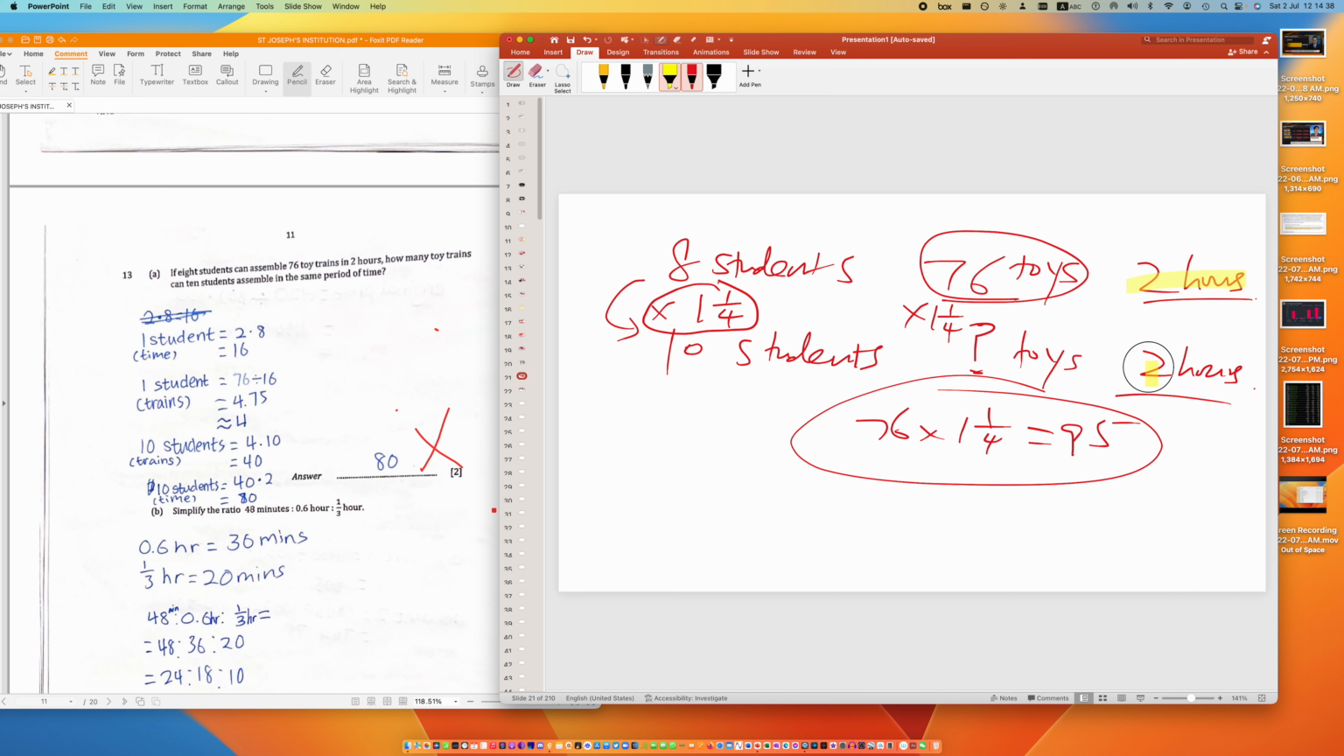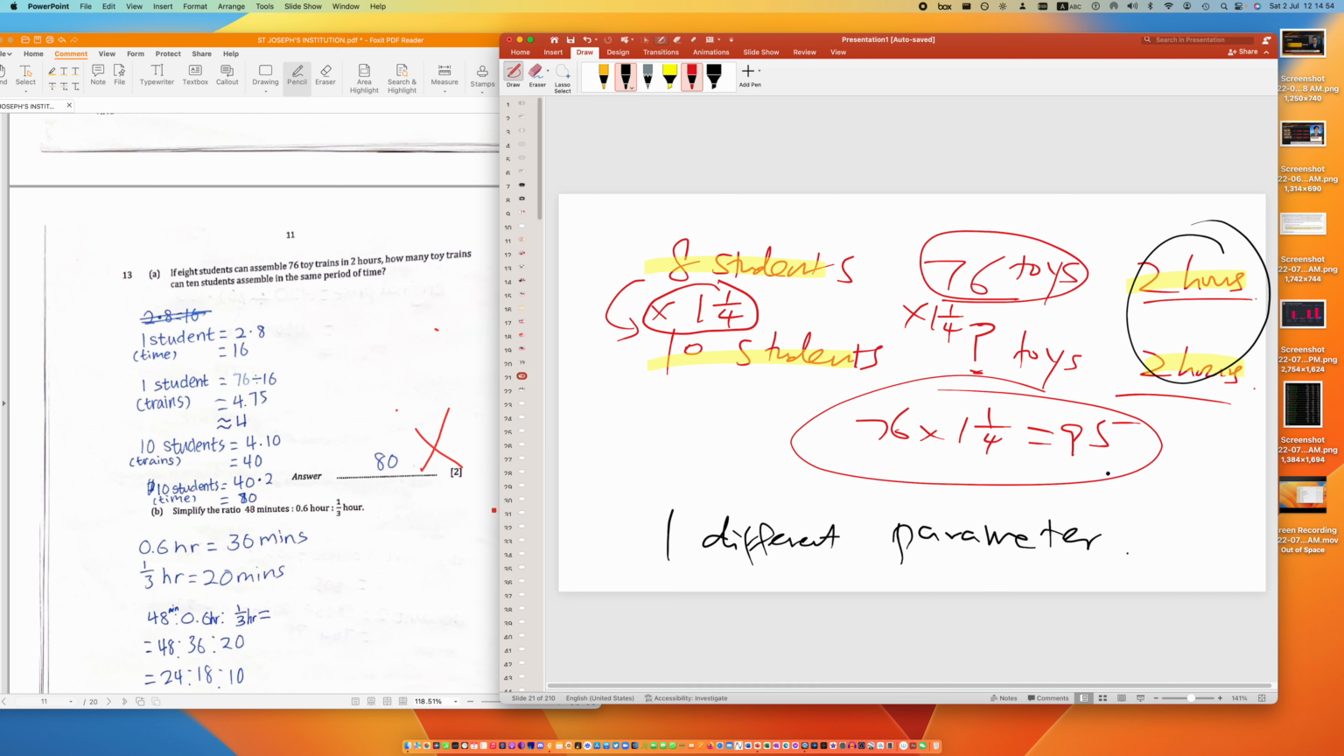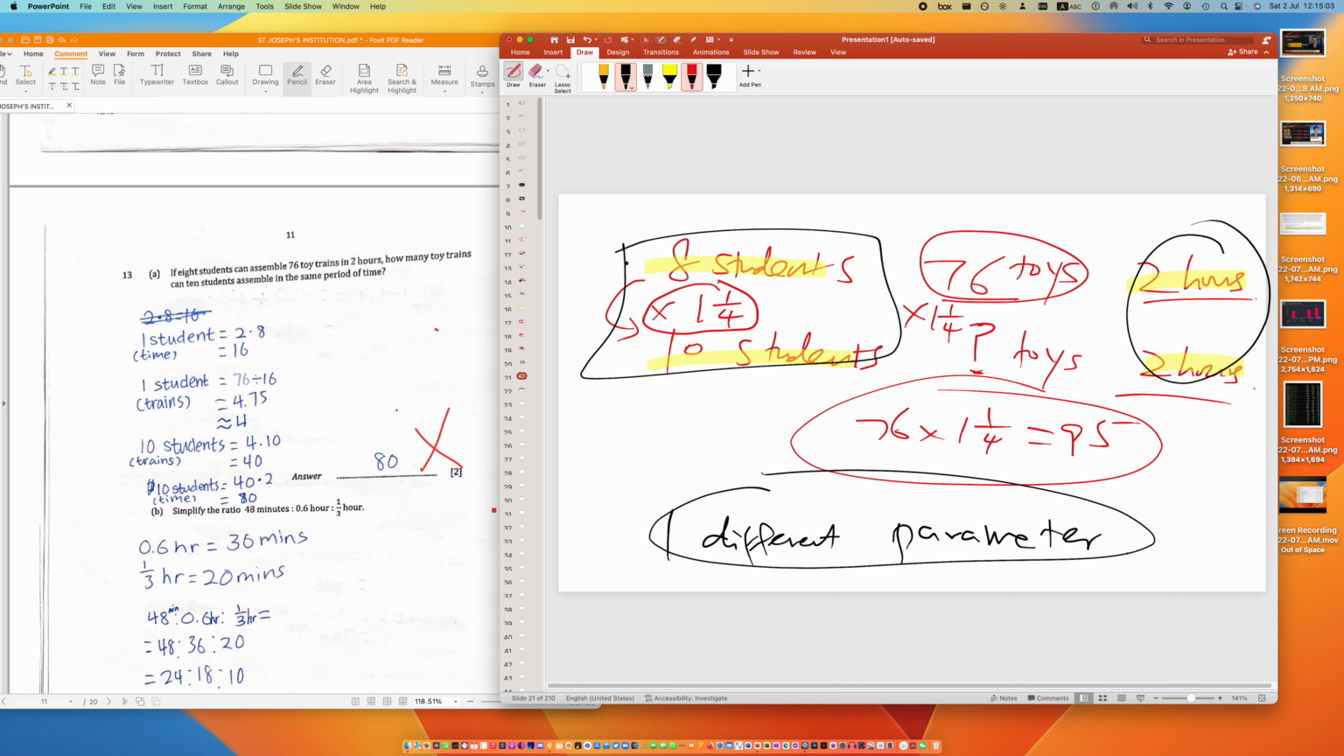Can you see that you have 2 hours, the same? The student number is different. So you have one different parameter. The same one, we don't care about it. The different one, we have to count. So one different parameter, which is the number of students. It's easy to do with one different parameter.